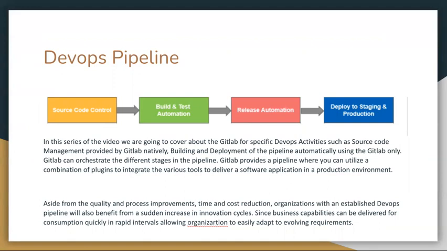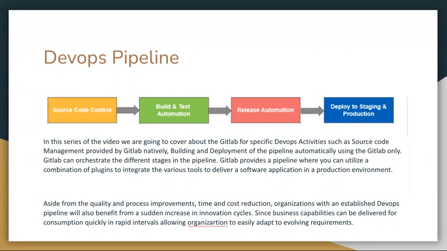Within the build and test automation, you are going to compile your source code into bytecode which can be understood by the machine. At the same time, you are going to run the test cases to determine that the code is going to work as per the expectation. There are no bugs in it. Finally, you are going to release the code with the help of automation, and you are going to deploy it into your multiple environments like your staging and the production environment.